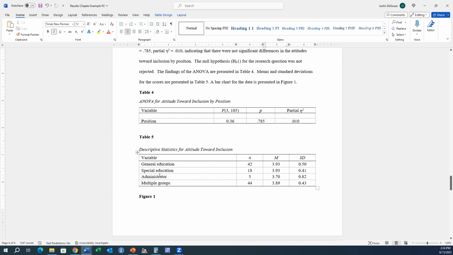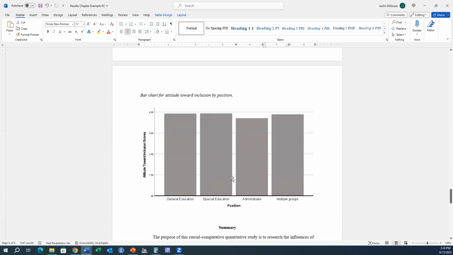You could say that administrators had the lowest attitude toward inclusion score. General education and special education had the highest, with both of them having a 3.93. And then you can also present any bar charts or histograms or pie charts to visualize the data.